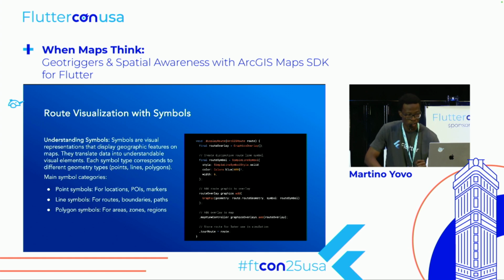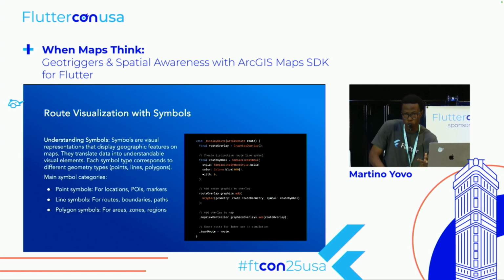Yep. So when you want to display a route, you will need to understand what we call symbols, right? Symbols are visual representations that display geographic features on maps, and they translate data into understandable visual elements. Each symbol type corresponds to a different geometry type. So we have different symbols: the point, the lines, the polygons, and so forth.